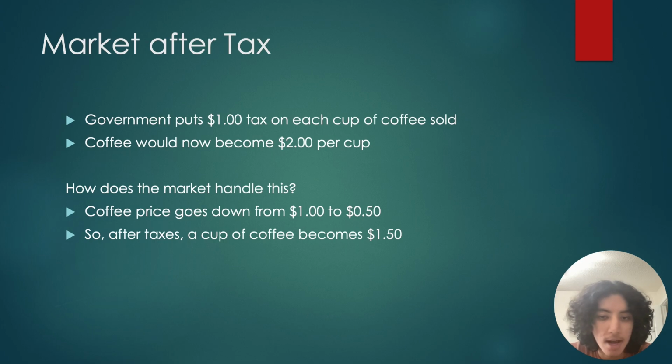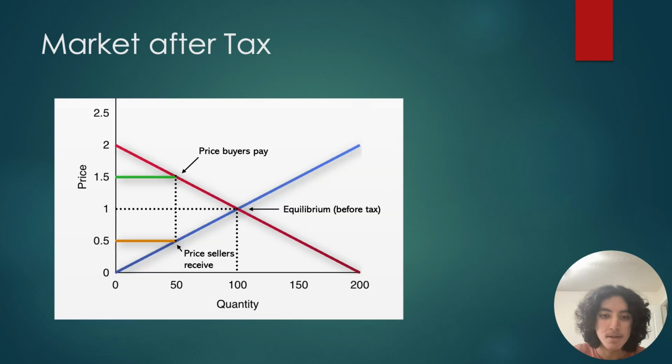Well, basically, what happens is the price of the coffee cup goes down from $1 a cup to 50 cents a cup. So after taxes, the amount that the people would be paying for a cup of coffee would be $1.5 instead of $2. This is a graph that visualizes the market situation.